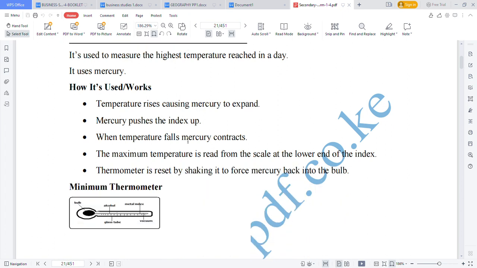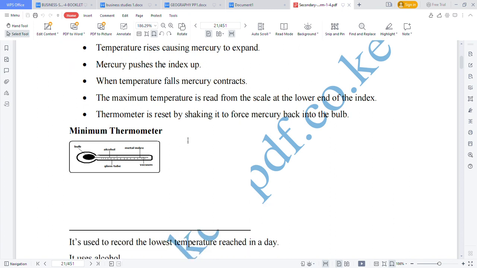Temperature rises, causing mercury to expand. Mercury pushes the index up. When the temperature falls, mercury contracts. The maximum temperature is read from the scale at the lower end of the index. The thermometer is reset by shaking it to force mercury back into the bulb. So that's how we use the maximum thermometer.